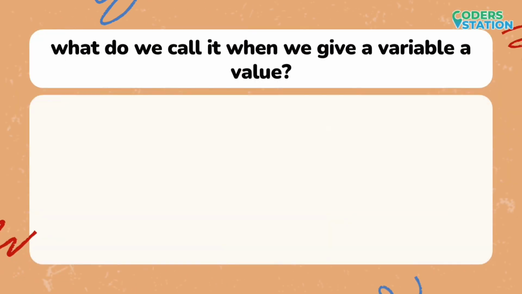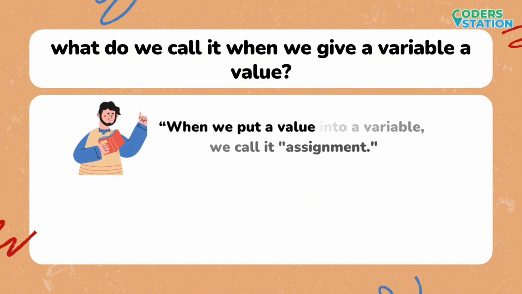Now, what do we call it when we give a variable a value? When we put a value into a variable, we call it assignment. Right on, when we assign a value to a variable, we use the equal sign, so score is equal to 100. Means we are assigning the value 100 to the score variable.